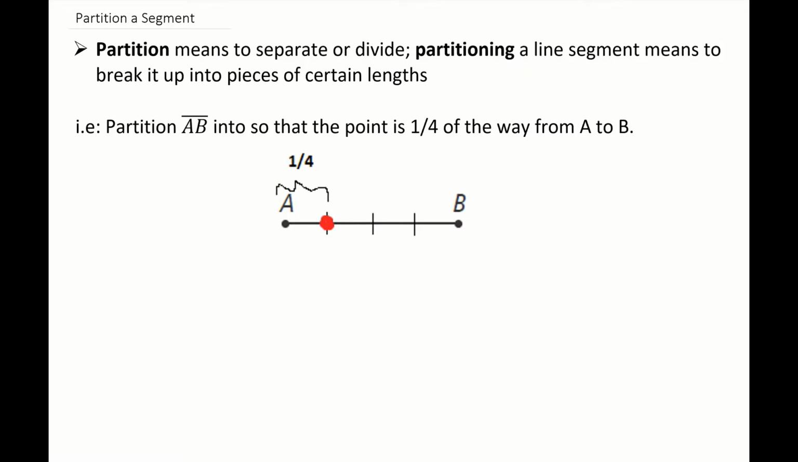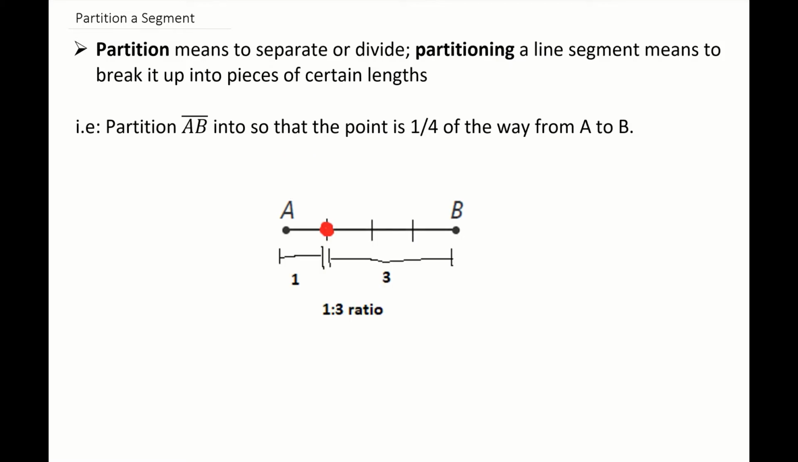Okay, so the point would be in the first tick mark that I made, because now that piece is 1/4 away from A. Because remember, there are 4 pieces, and that's 1 away. And then if you look at B, that's 3/4 away from B.